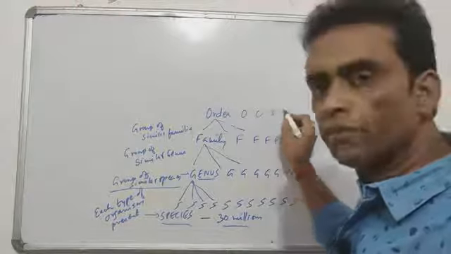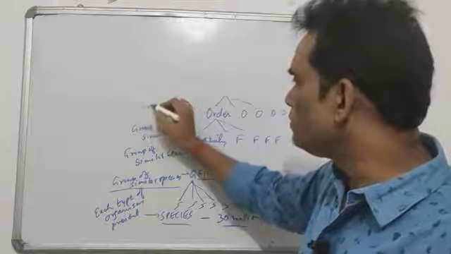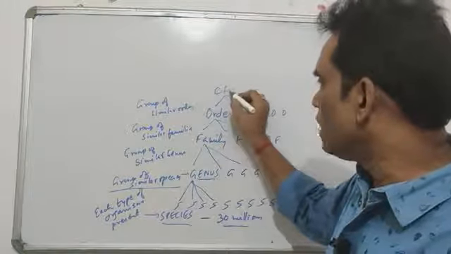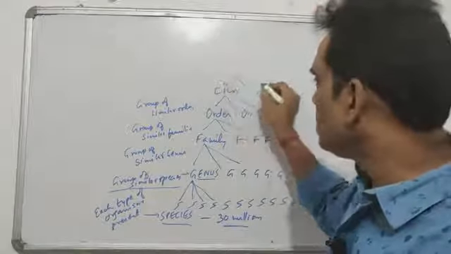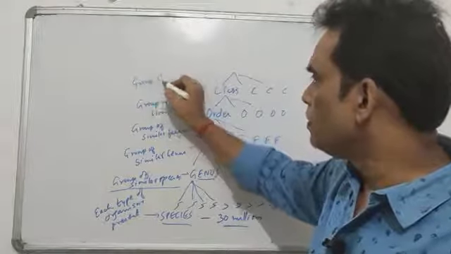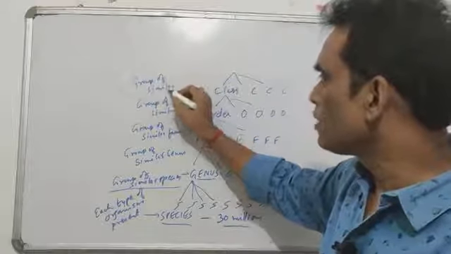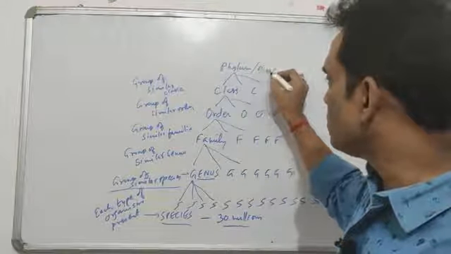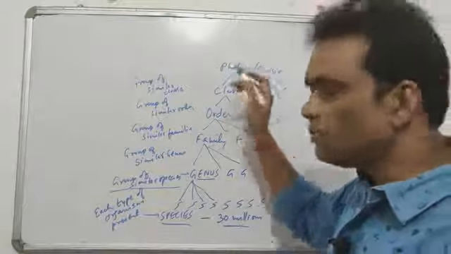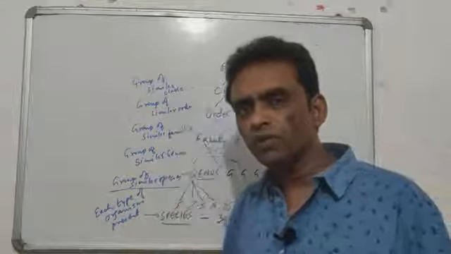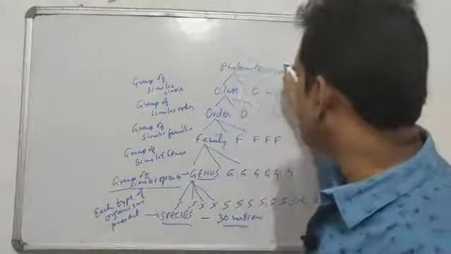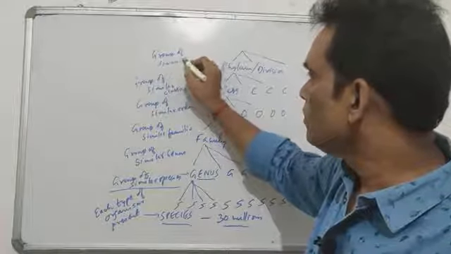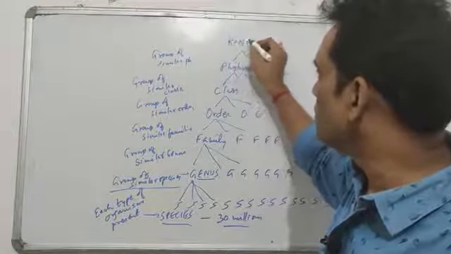So a lot of orders were made. Then we made a group of similar orders, what was called classes. Many classes were made. Then we made a group of similar classes. The group of similar classes was called phylum or division. Both you can use. Phylum is generally used for animals. Division is the term used in the plant kingdom. So when the group of similar phylum was made, we called it kingdom.